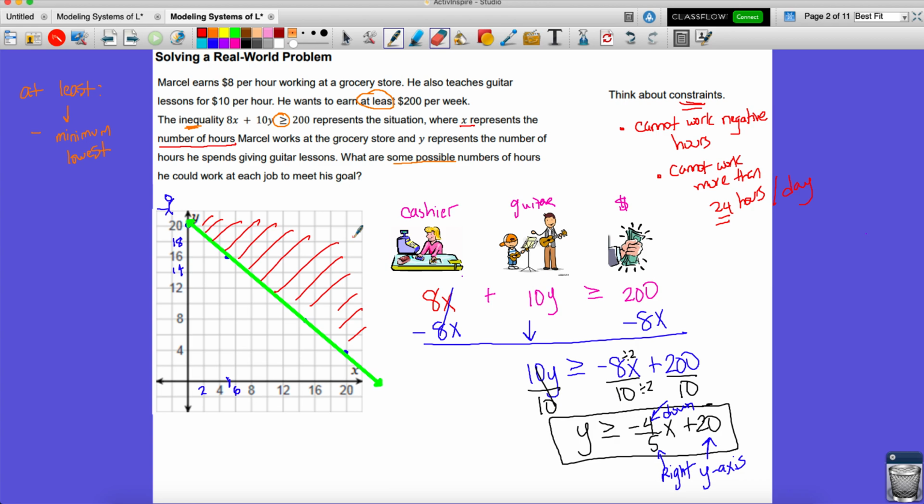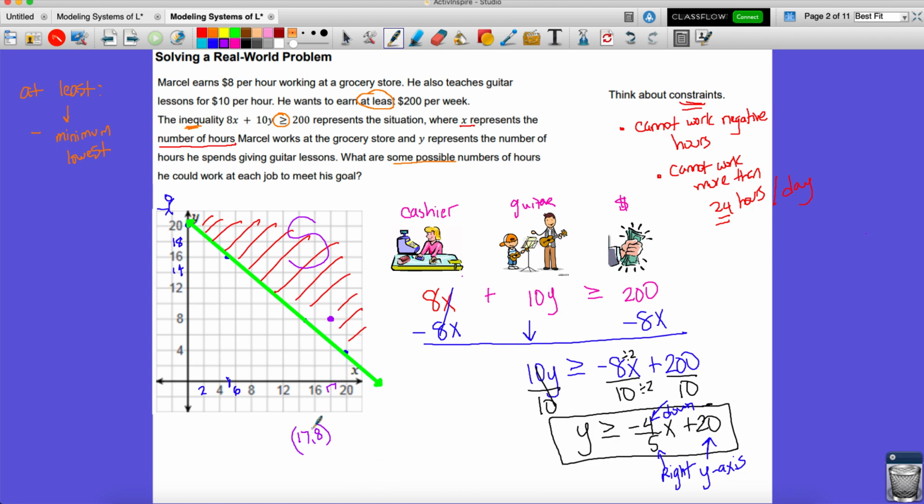Okay, and this represents what all of our solutions are going to be. So what are some possible numbers of goals that he could make? Well, we can choose pretty much anything at this point. Since our solution set is going to be here, we can choose maybe this point. And this point is 17, comma 8.